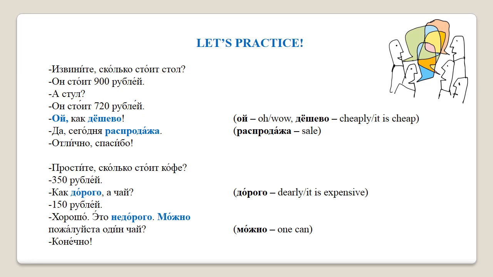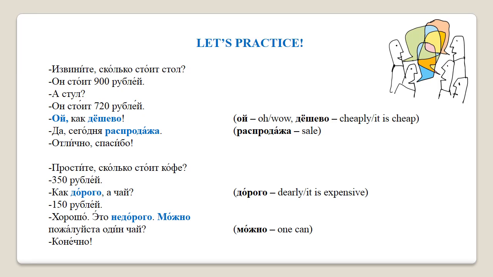Дешево, cheaply, or it is cheap, and дорого, dearly, or it is expensive. Majority of adverbs end in o in Russian, and they do not change their ending. Also, note the usage of the negative не in front of one of them, недорого, which turns it into not expensive.